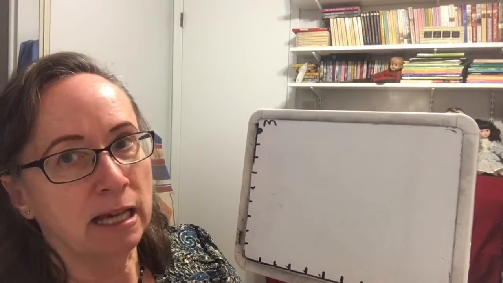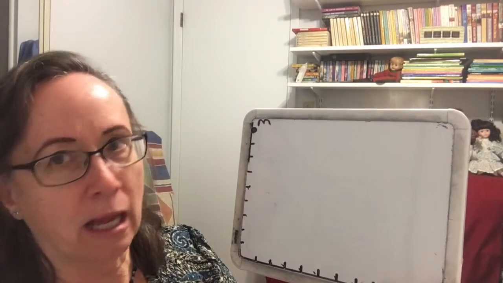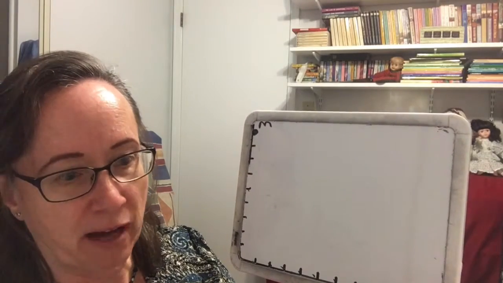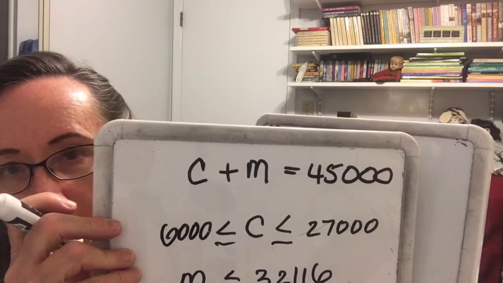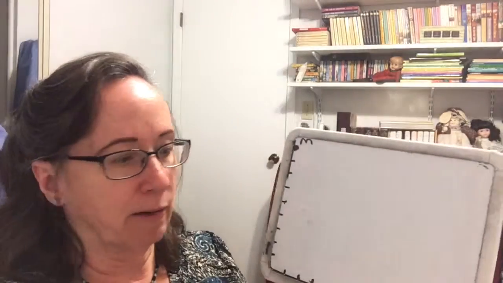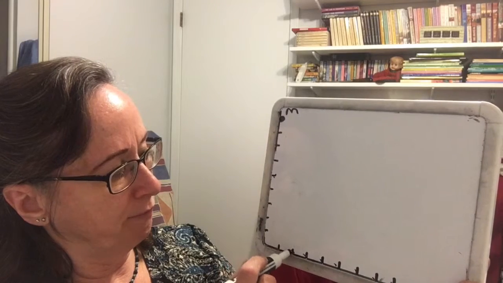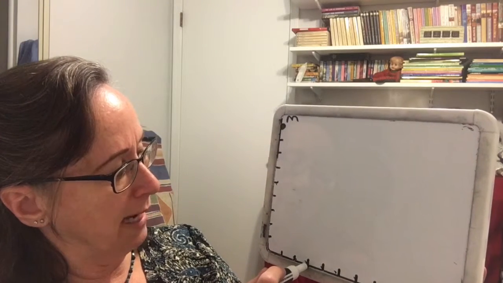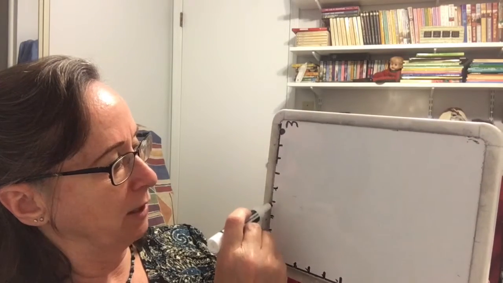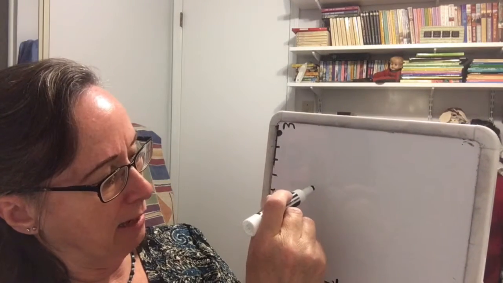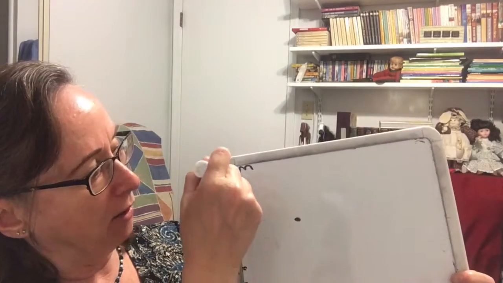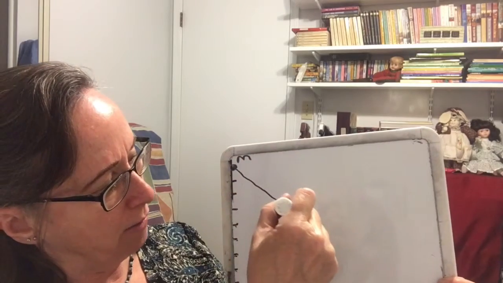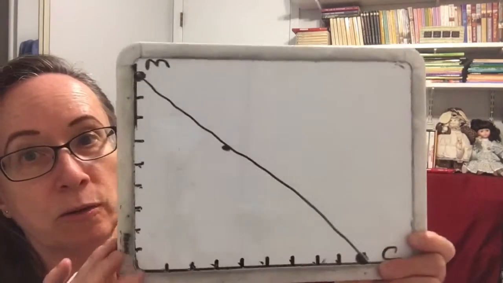If I let C be something nice like a multiple of 5, so if we let C be 15,000, then wouldn't the M have to be 30,000? Okay, so if I let 5, 10, 15, then the other one has to be 5, 10, 15, 20, 25, 30, and that would be about there. So this line winds up being a constant line that goes all the way straight from one to the other, okay?